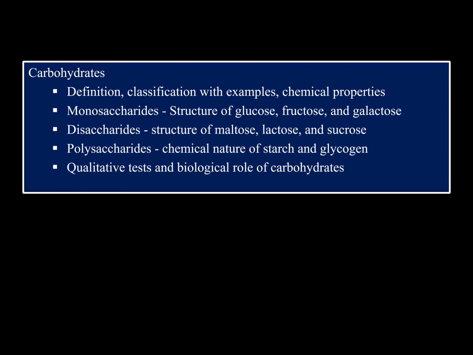Before starting, let us see what we will cover in this chapter. We will learn the definition of carbohydrates and their classification with examples. Then we will study chemical properties like oxidation, reduction, and osazone formation. After that, we will understand monosaccharides like glucose, fructose, and galactose. Then we will learn disaccharides like maltose, lactose, and sucrose. Next, we will study polysaccharides like starch and glycogen. Finally, we will learn important qualitative tests and the biological role of carbohydrates.